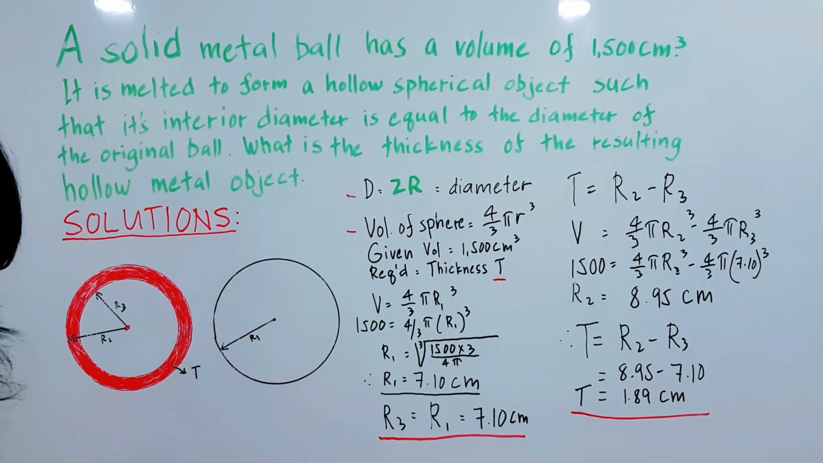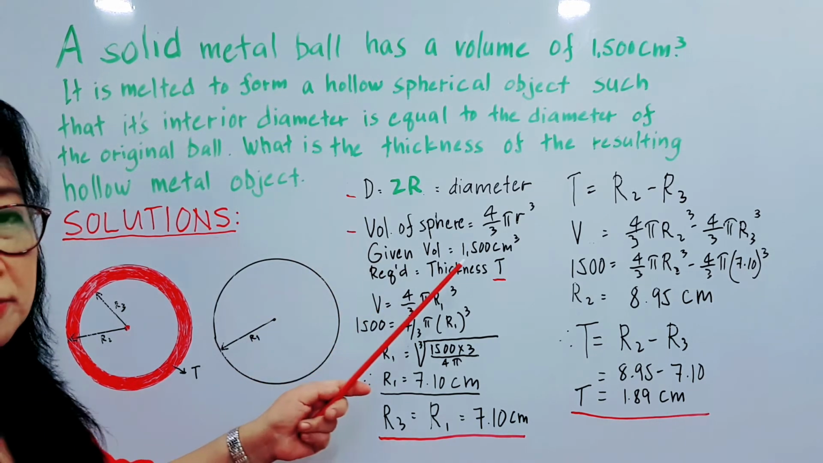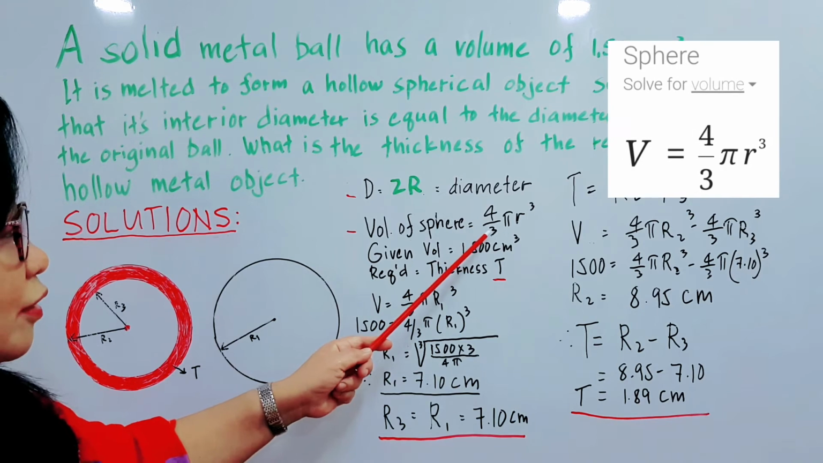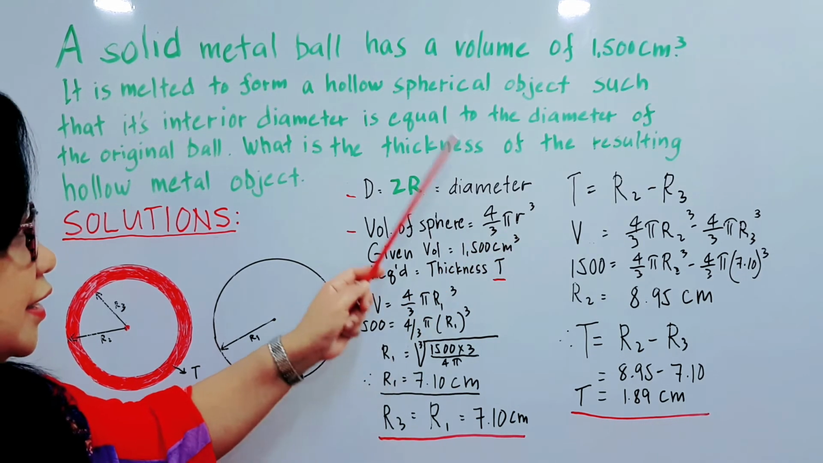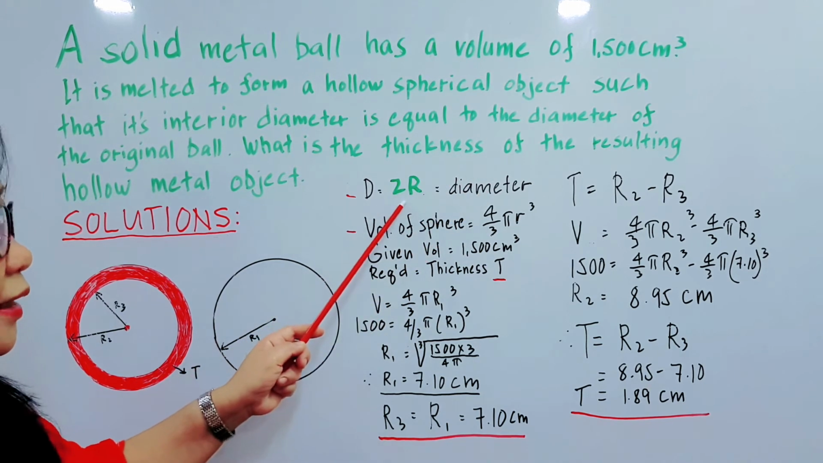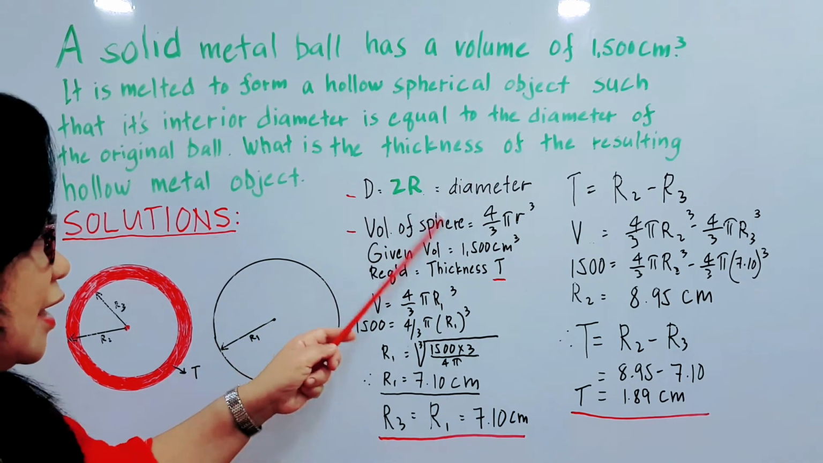Kasi kung hahanapin natin yung thickness ng hollow spherical object, it must be the R2, the radius 2, minus the radius 3. Yan ang thickness ng hollow spherical object. So, paano natin yan ma-solve? Of course, kung alam natin ang volume of a sphere, which is equal to 4/3 pi r cube. So, dito, involved is r, hindi diameter. Alam naman natin na ang diameter is twice the r.